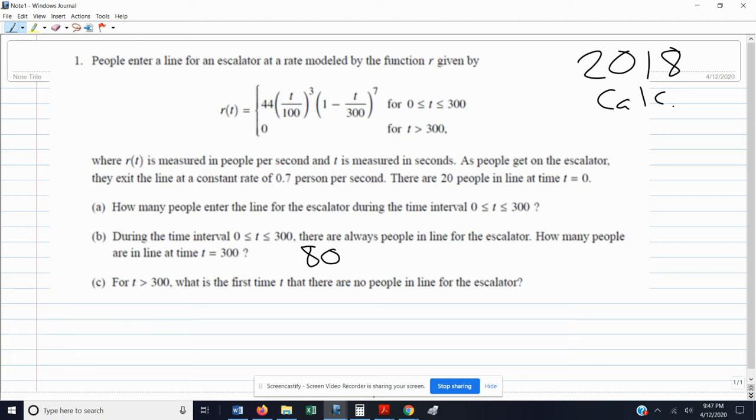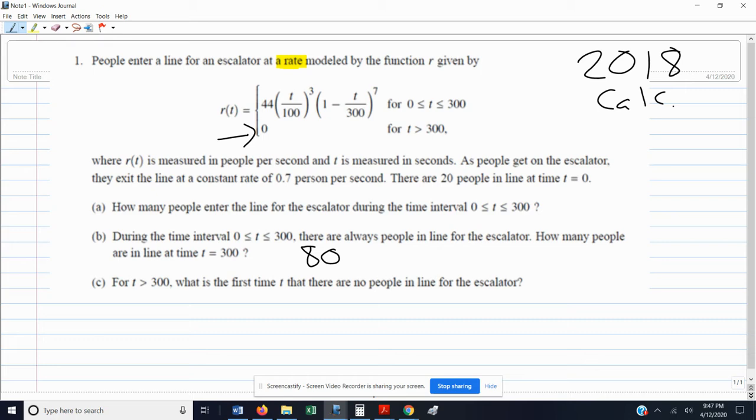It says people enter a line for an escalator at a rate modeled by the function r given by r of t equals 44 times (t over 100) to the third times (1 minus t over 300) to the seventh, and that is for 0 to 300. After 300 seconds, the rate people are getting in line goes to 0, which means no one is getting in line. R of t is measured in people per second and t is measured in seconds.